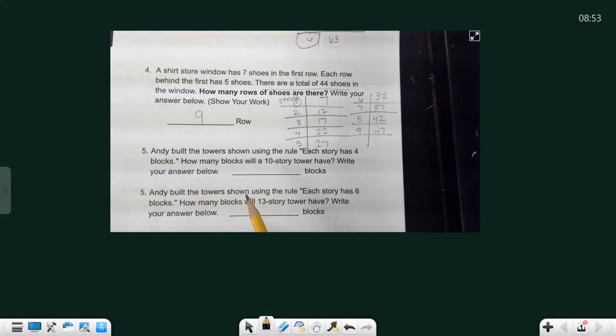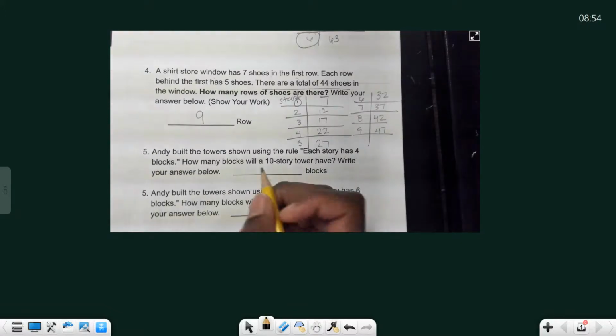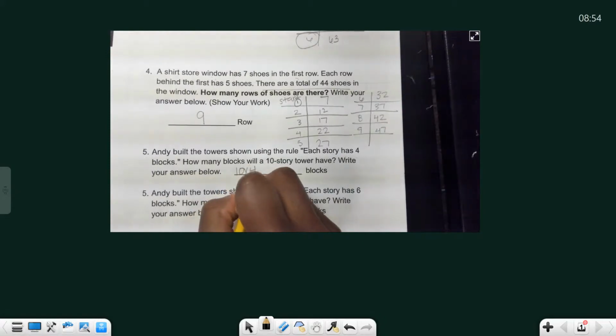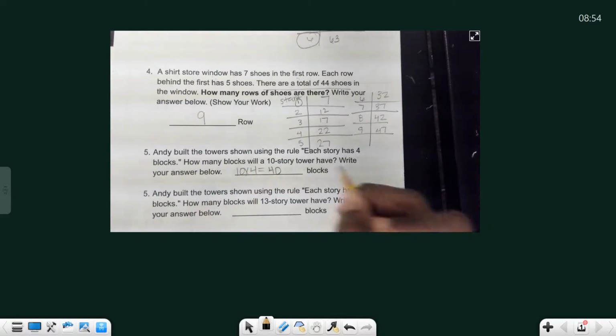So that means his first story is how many? 4 blocks. How many blocks will a 10-story tower have? Easy. What are you doing for this one, Christian? Multiplying 4 times 10. 10 times 4 equals how many? 40. He's going to have 40 blocks.